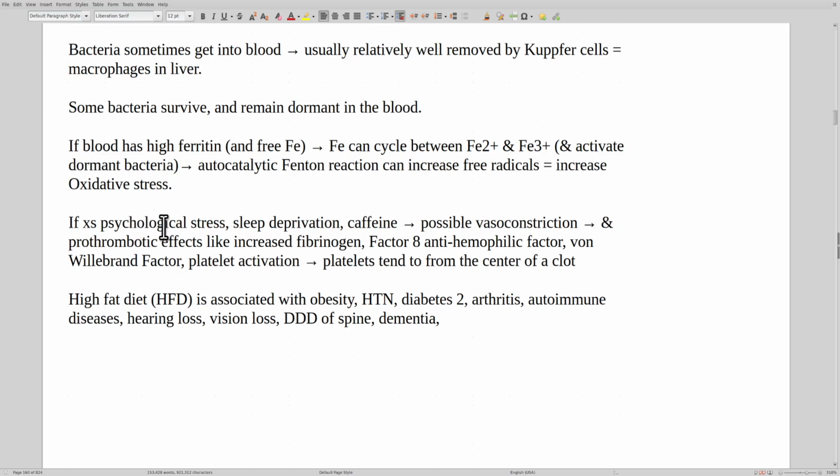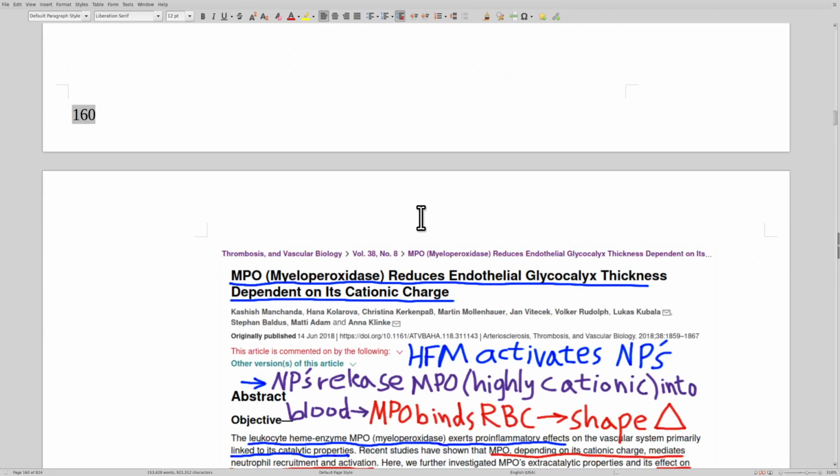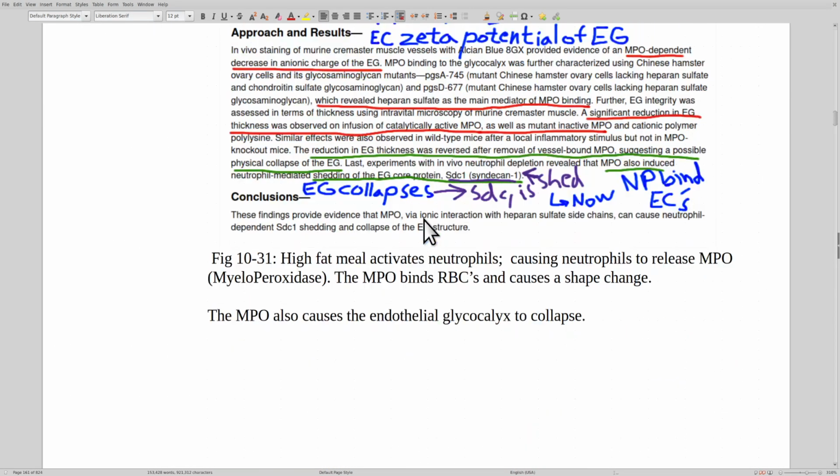Excessive psychological stress, sleep deprivation, caffeine, they all increase catecholamines and cortisol. They can have a prothrombotic effect. We've talked about that before, like the increased fibrinogen. You'll also get increased factor VIII, antihemophilic factor, and von Willebrand factor, and platelet activation. Okay, high-fat diets are associated with obesity, with hypertension, diabetes. Okay, everything bad.